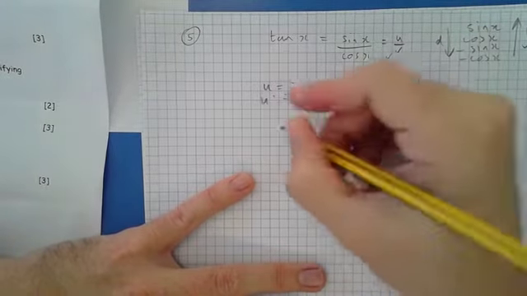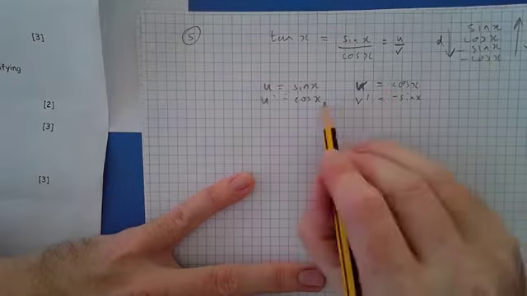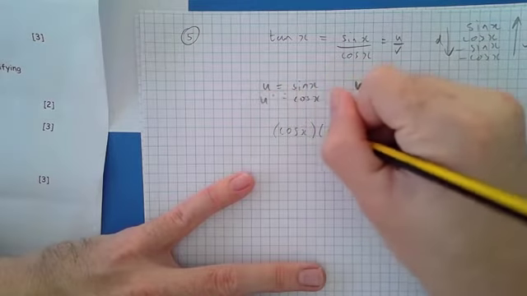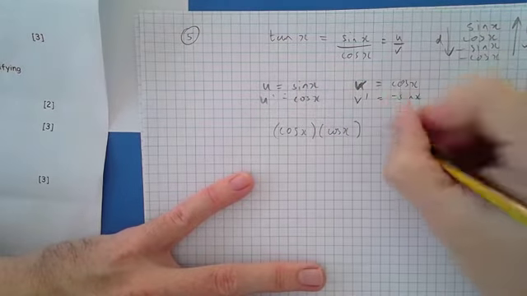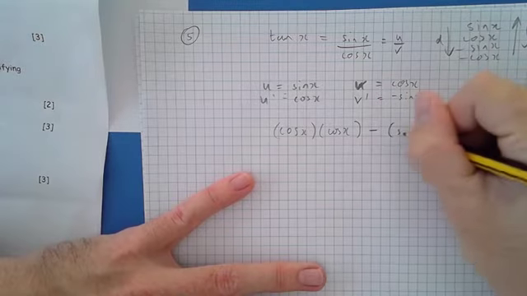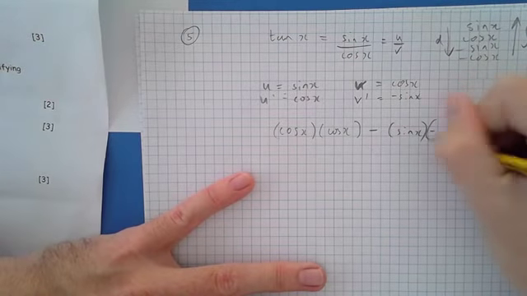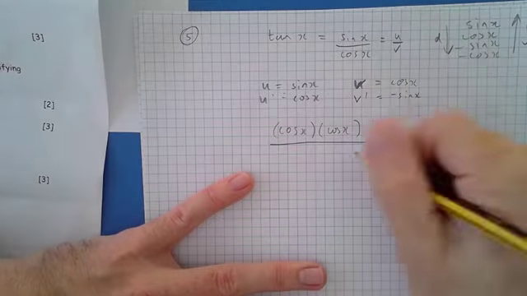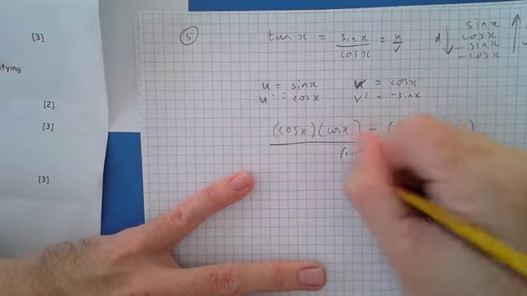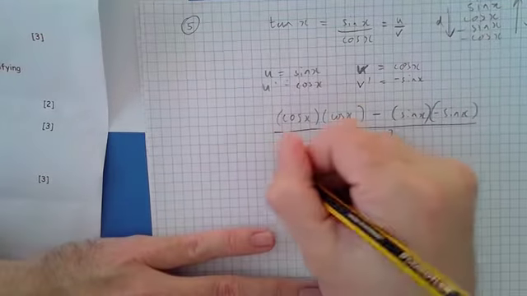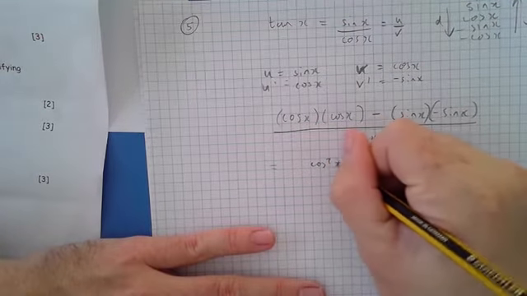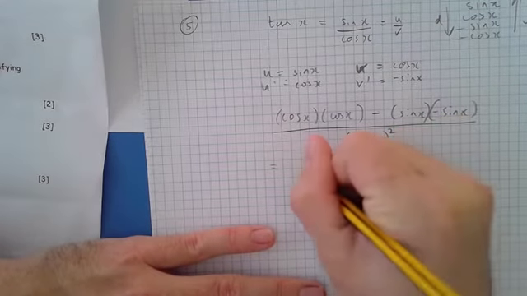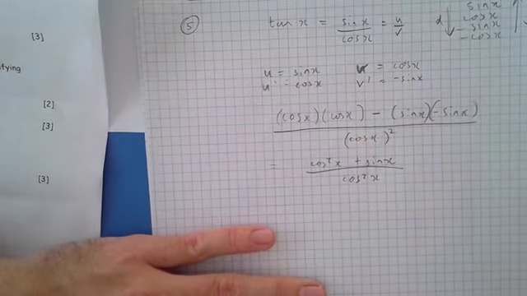So then the quotient rule states that I do cos times by cos. So I'm going to get cos x times cos x. And then I'm going to take away sine x times by minus sine x. All over the bottom one, so cos x squared. Now that gives me cos squared x, and then minus times by minus is going to give me plus sine squared x, all over cos squared x.